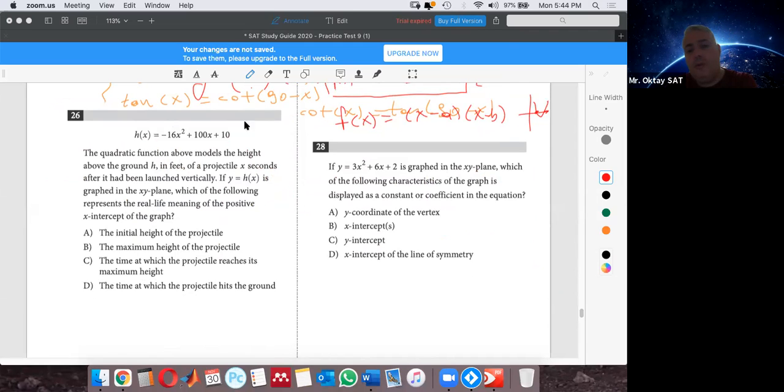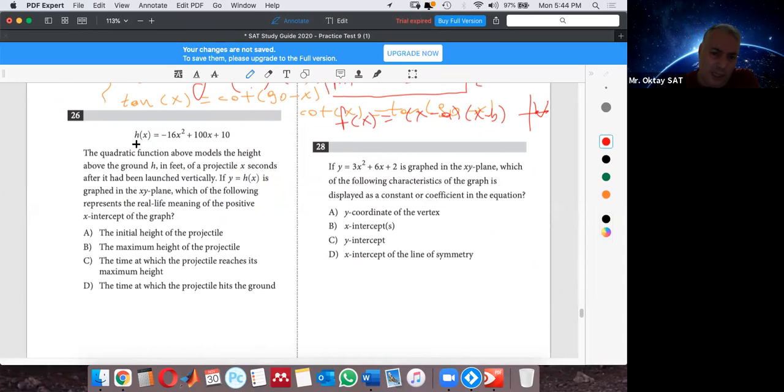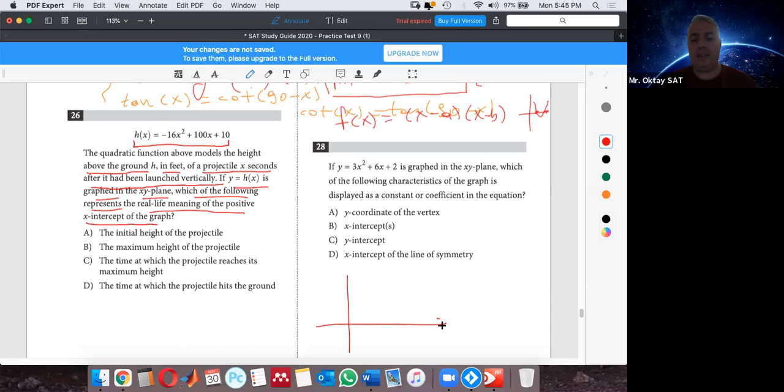This is also one logical, important question, I think. H of x is given. The quadratic function above models the height above the ground h, in feet, of a projectile x seconds after it has been launched vertically. h of x is graphed in the xy plane. Which of the following represents the real life meaning of the positive x-intercept of the graph? Now this is x, this is y.